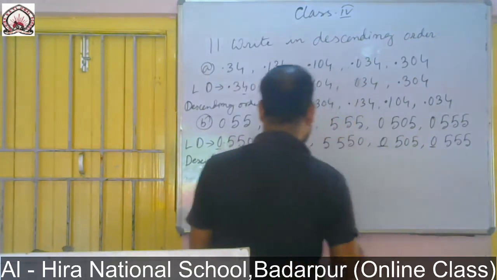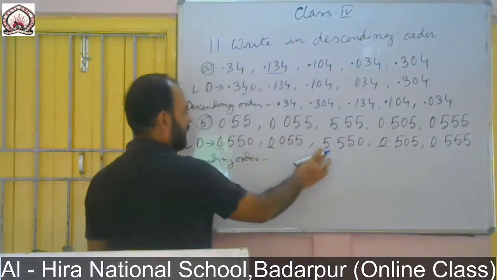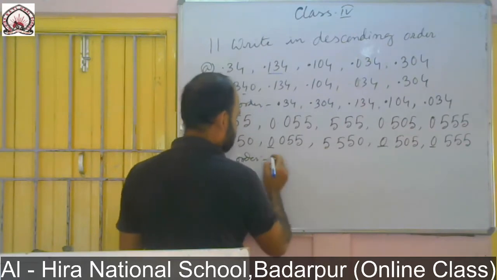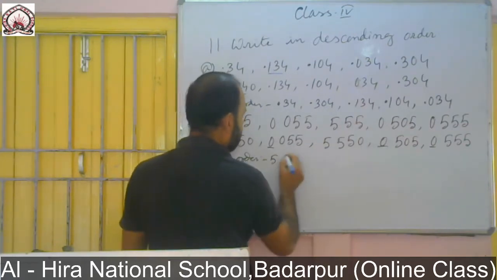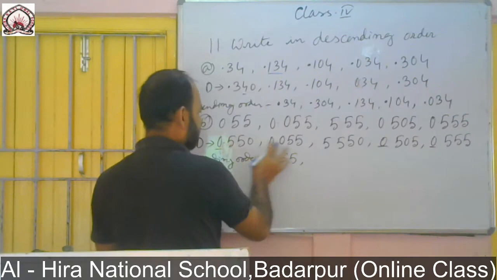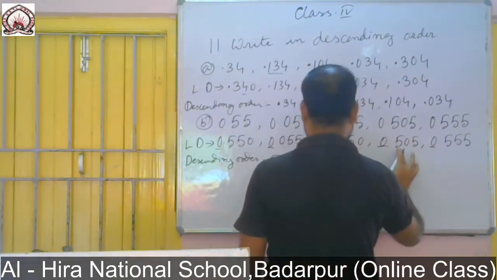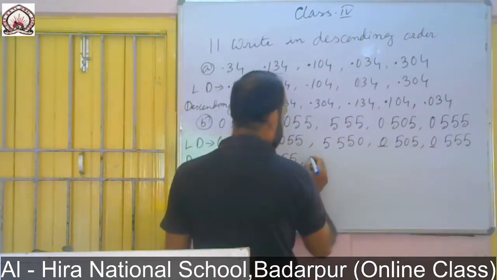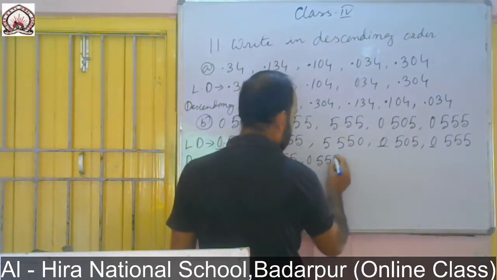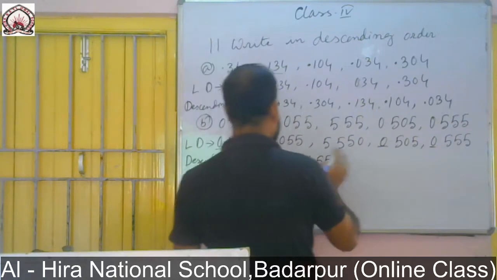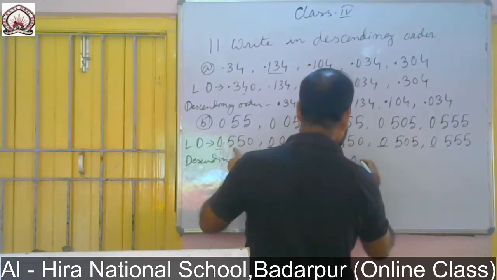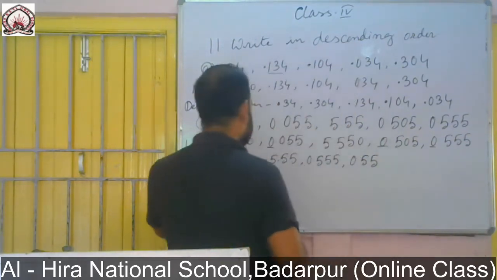We write it first. So this one is the biggest decimal number among the numbers. So here we write first this one, 5.55. Next we compare: 550, 055 and 505, here 555. So I think 555 is next. So here 0.555, next 0.55.